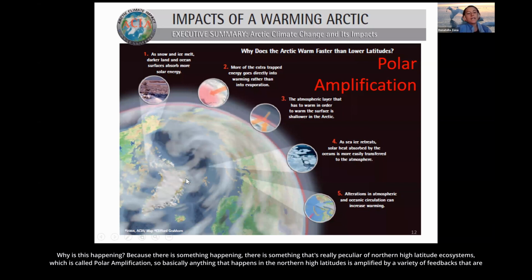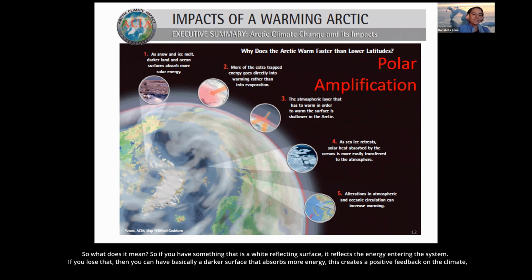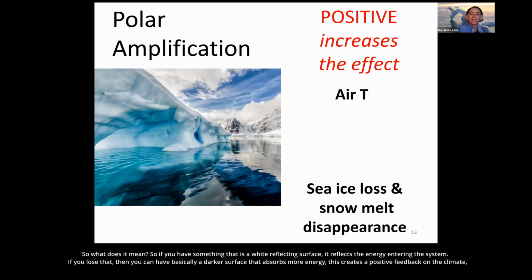Now, why is this happening? Because there is something really peculiar to northern high latitude ecosystems, which is called polar amplification. So basically anything that happens in the northern high latitudes is amplified by a variety of feedbacks that are related to snow cover and a bunch of other things. But the most important thing is really the presence of snow and ice. So what does it mean? If you have a white reflecting surface, then it reflects the energy entering the system. If you lose that, then you have a darker surface. It absorbs more energy.